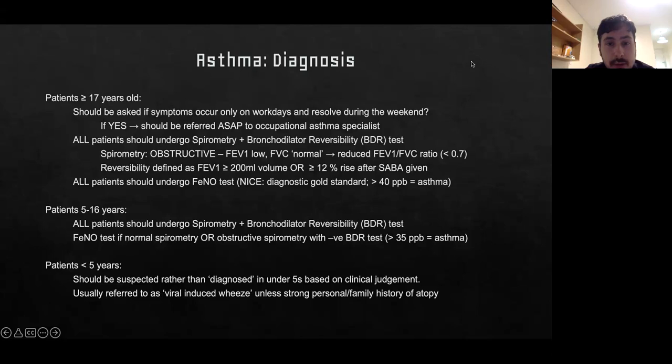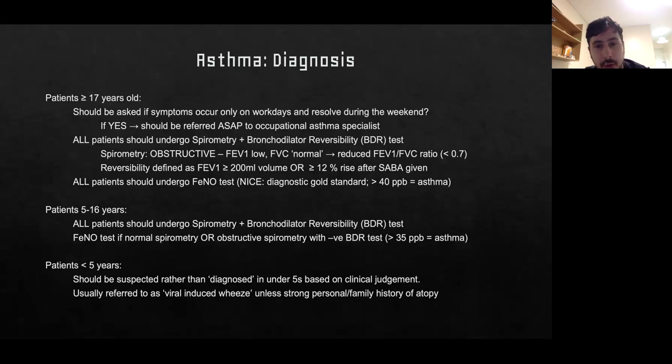So how do we diagnose asthma? If the patient's more than 17, the first questions to ask in the history is to ascertain whether they are constantly like this or there's a discrepancy between days they're at work and days that they're not at work. And if there is a discrepancy, send them to the occupational asthma specialist because there is a trigger in their workplace that is causing this.